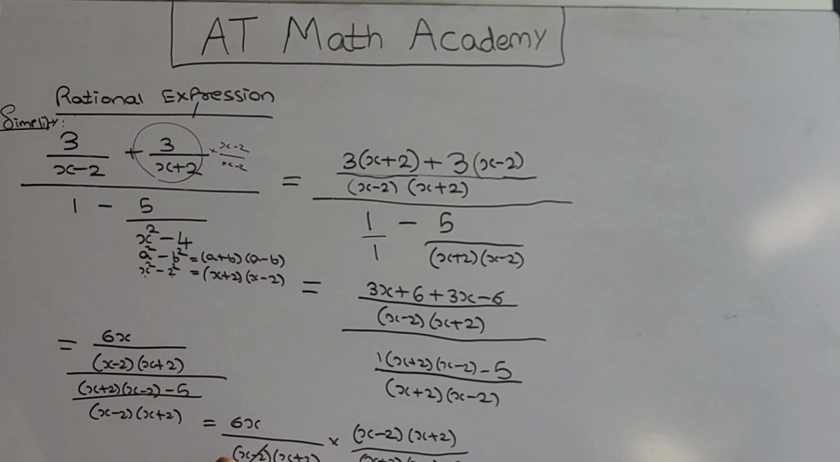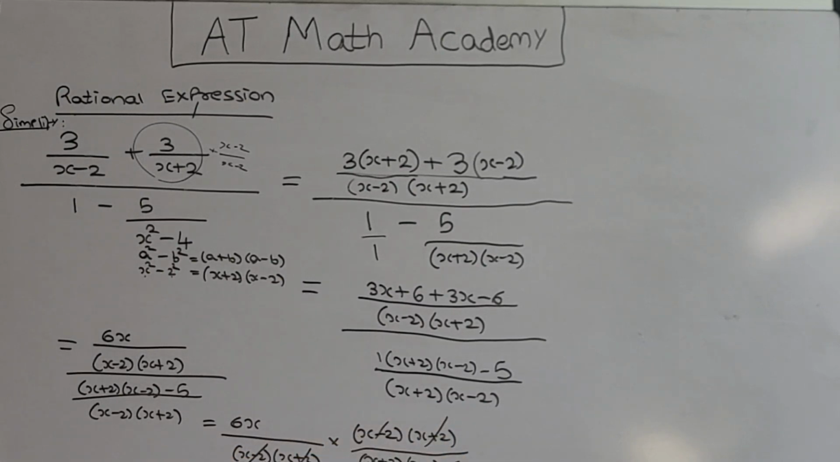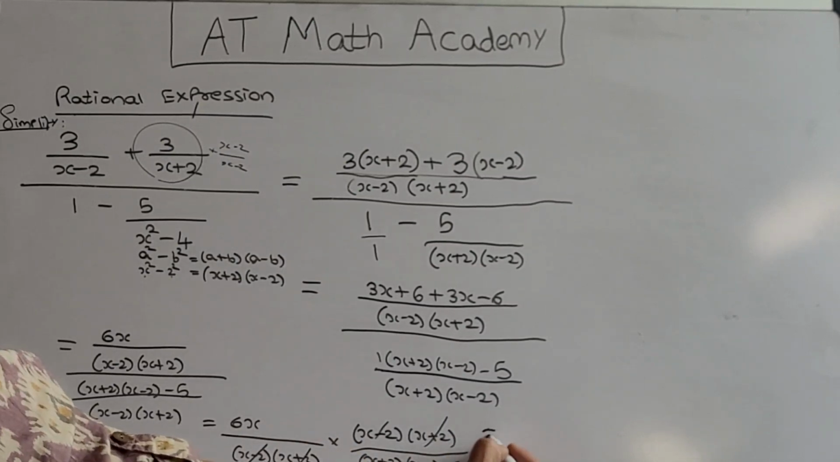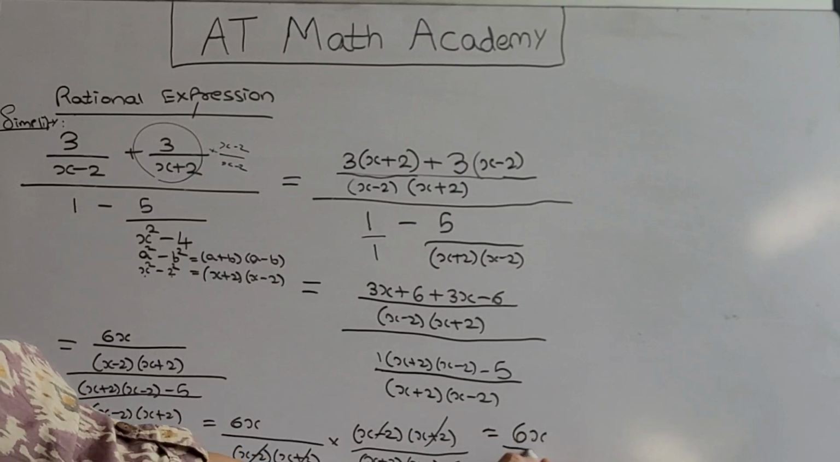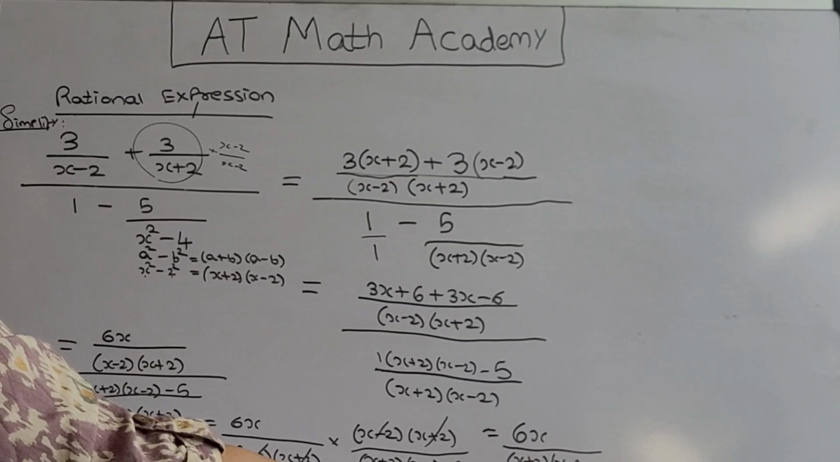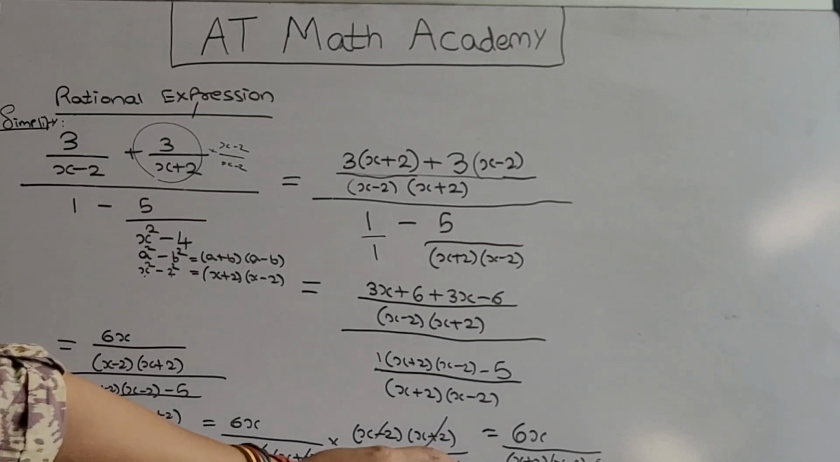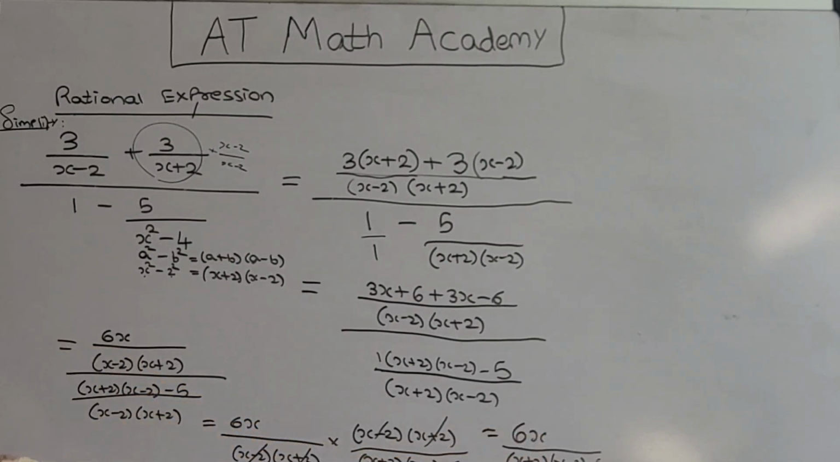So I have the common terms x minus 2 and x plus 2. That gets cancelled out, and I will be left over with this value. So the final value for this particular function here is 6x by x plus 2 into x minus 2 minus 5. And you can also multiply this and simplify further.